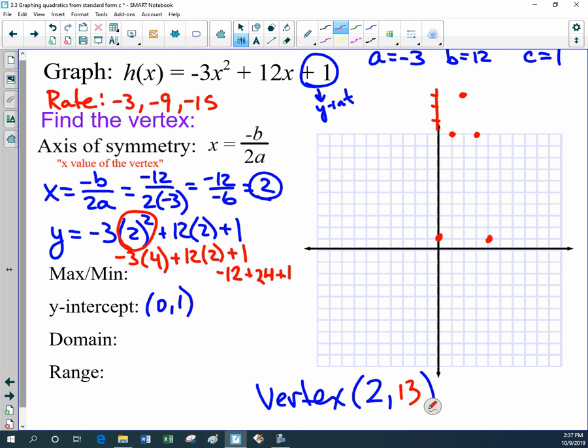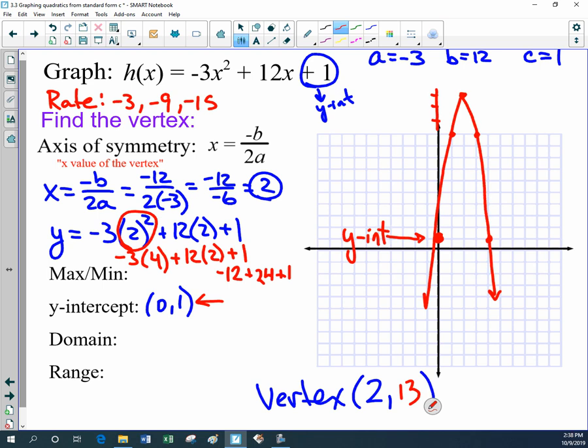And what's kind of a nice check here is that hopefully as you're graphing this, the points that you find, for example, this point right here, should match up with our y-intercept. Okay, and it does, so that just kind of reassures you that you're on the right track here. So here's our parabola.